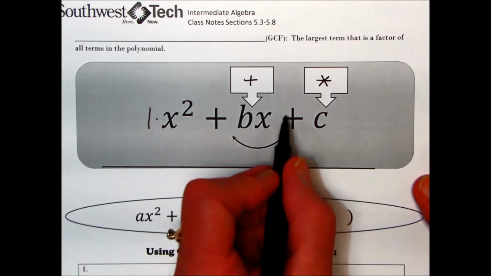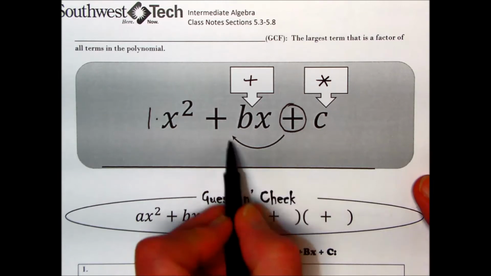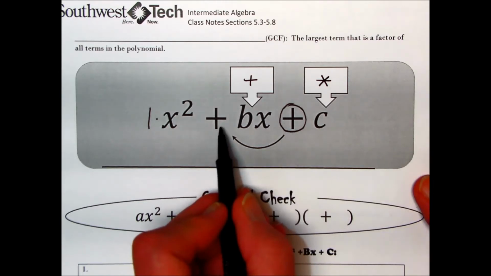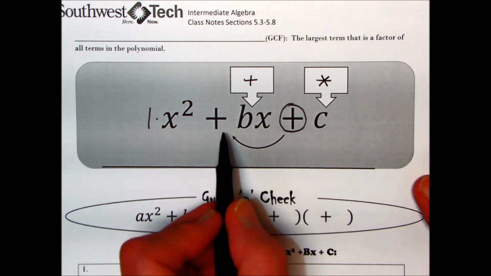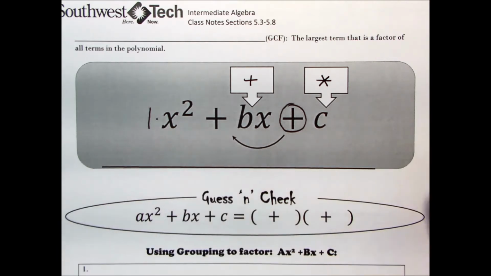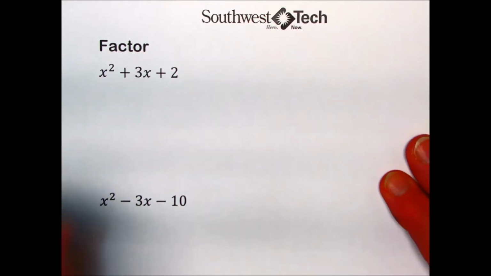The other thing that we need to take a look at is this sign here. If it's positive, it means both of our binomials had the same sign. If it's negative, it means one was positive and one was negative, and we'll explore that further with some examples as we go along. So let's get started.